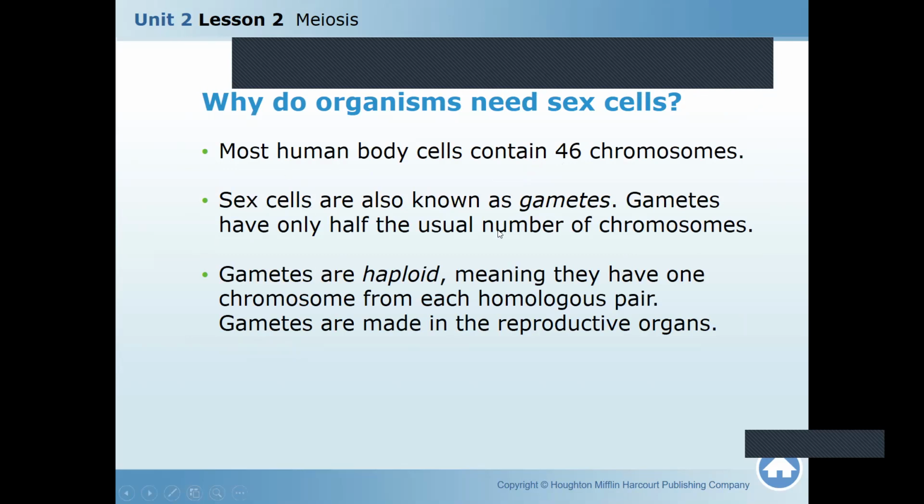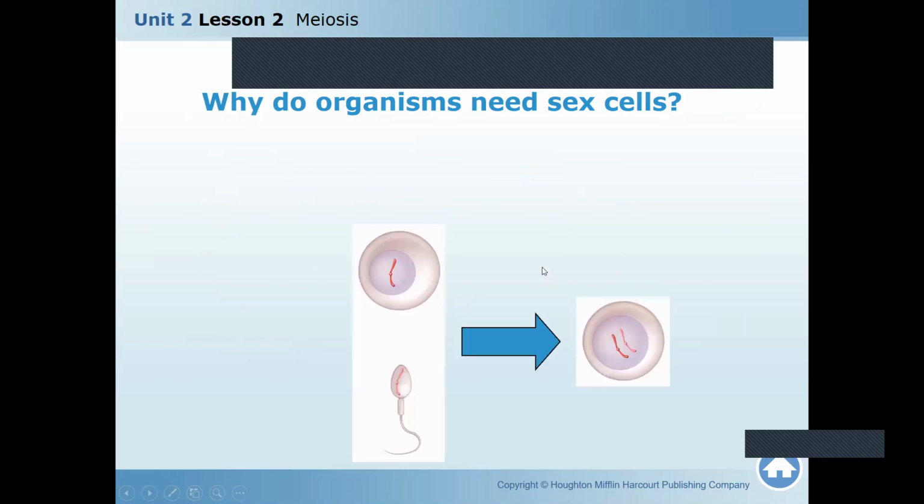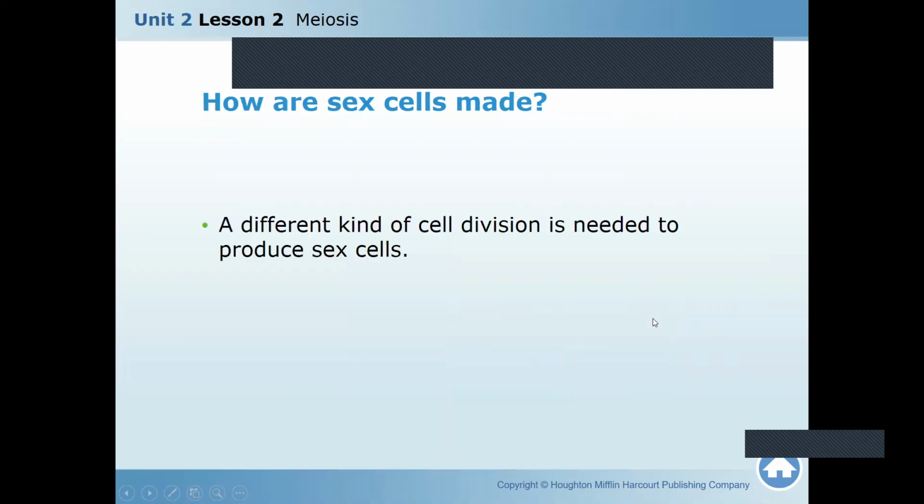The difference between sex cells and body cells is that body cells have the total number, but the sex cells have half. When they have half, they are called haploid, meaning they have one chromosome from each homologous pair. I have shown you this: one chromosome from the sperm cell, and one chromosome from the egg cell. They combine and form a zygote. What do they form? They form a zygote.